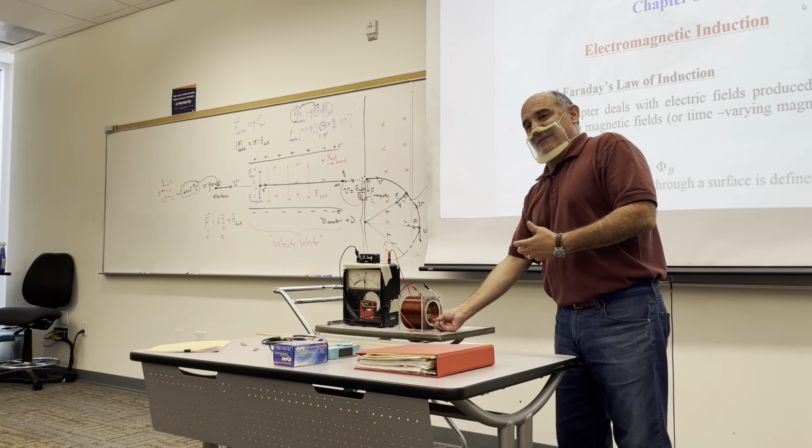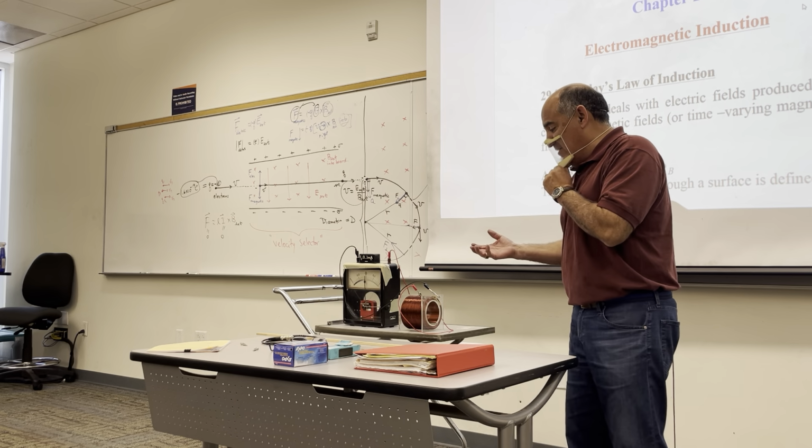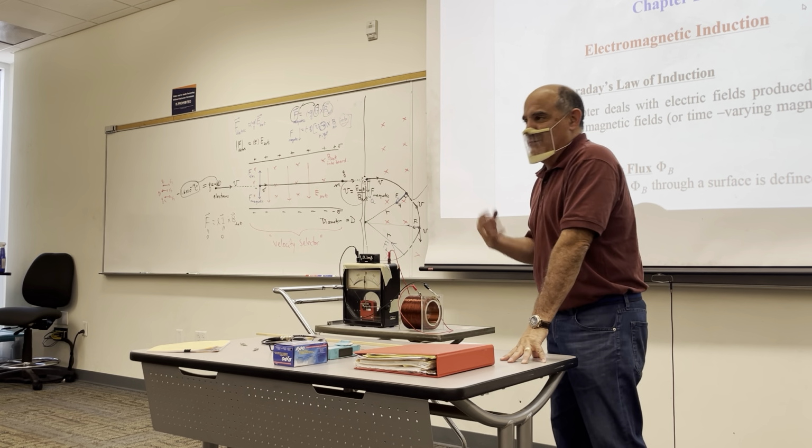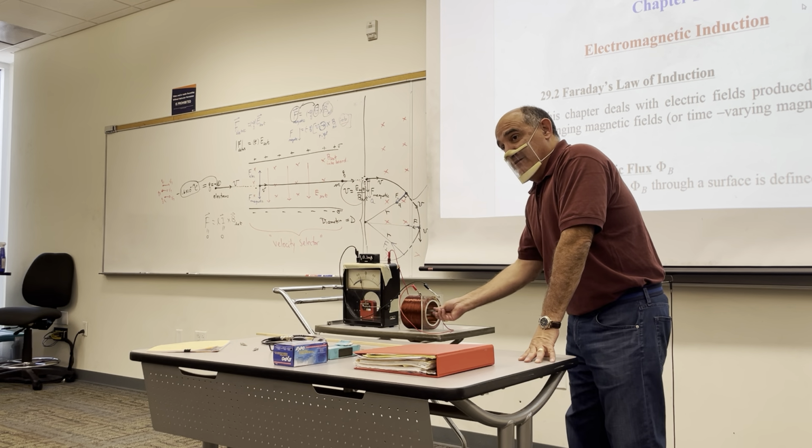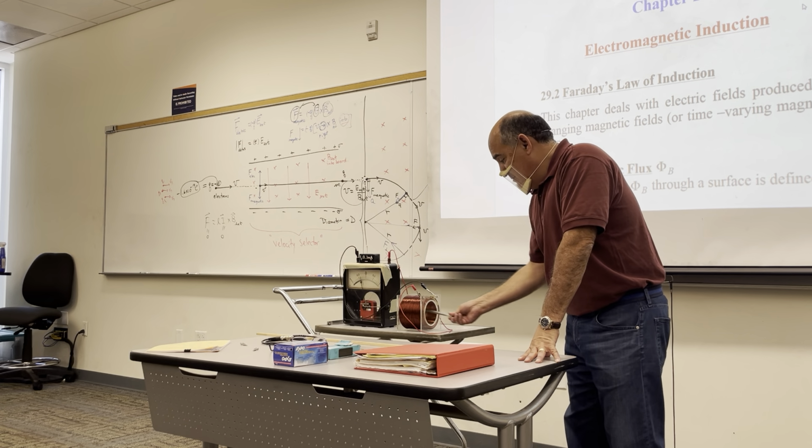It's the change in magnetic flux. The name given to the amount of magnetic field through the coil is magnetic flux. So if I change the magnetic flux, then there is a current produced.